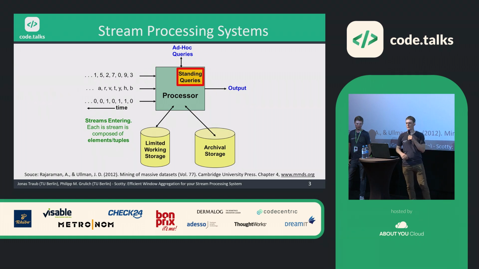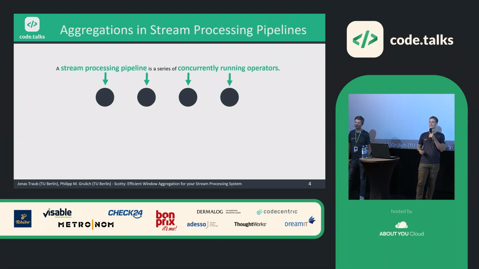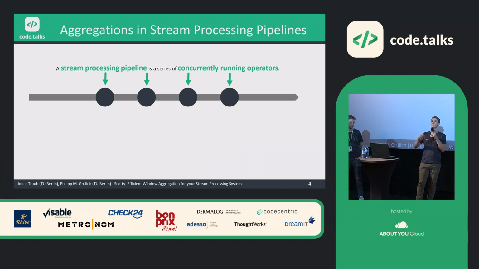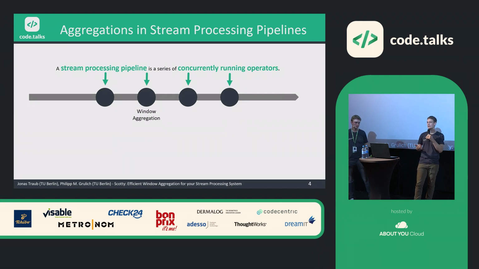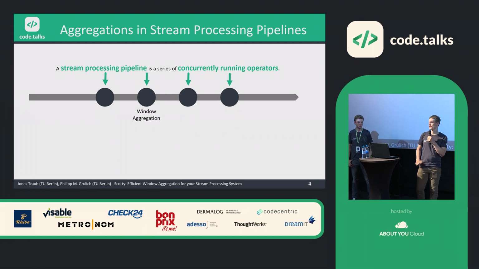So let's dive a bit into those standing queries. We have a stream processing pipeline, and since it should continuously produce outputs, it is a series of concurrently running operators. We have a stream of data which flows through those operators, and in order to reason about our data or to compute some results, we need to make the relation between those different data points. One operator we are looking into today is the window aggregation operator, which is key for analyzing data streams.